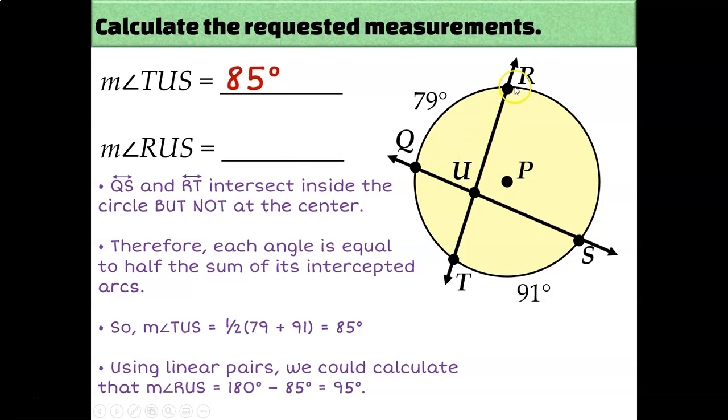So then I'm supposed to find the measure of angle RUS, which is just a linear pair with the 85 degree angle that we just calculated. So I can subtract 180 and 85 and get my answer of 95 degrees for the measure of angle RUS.